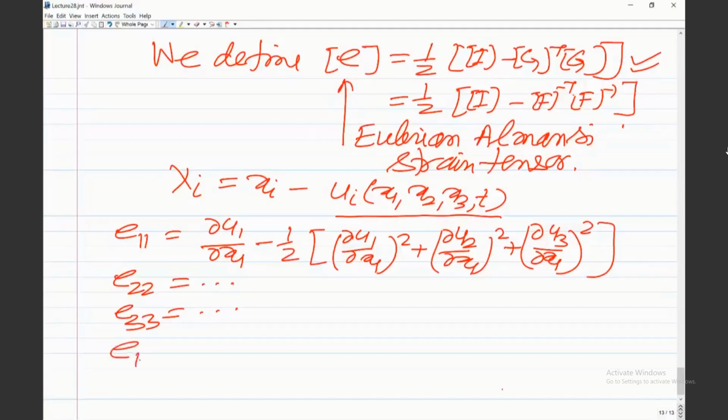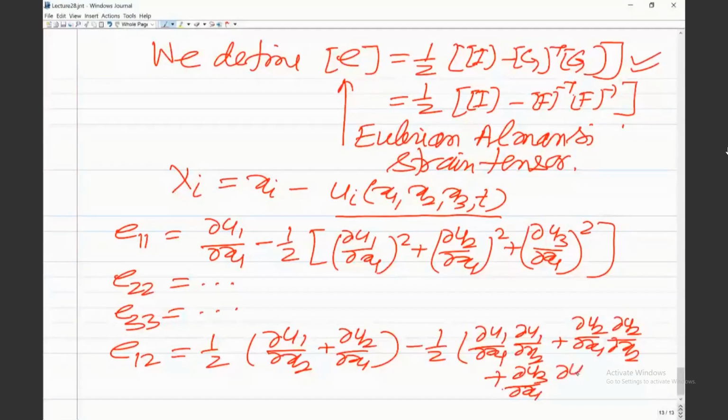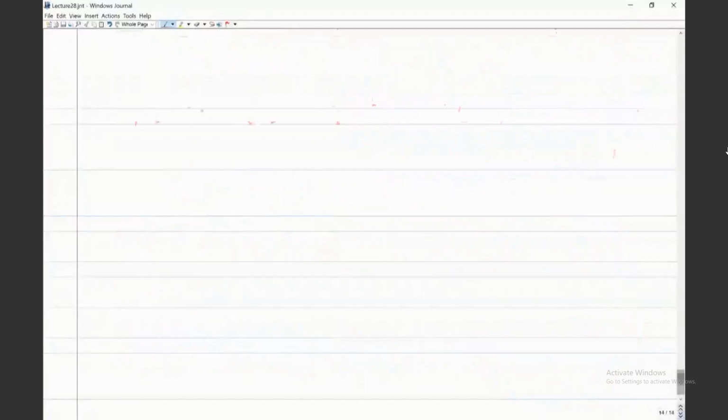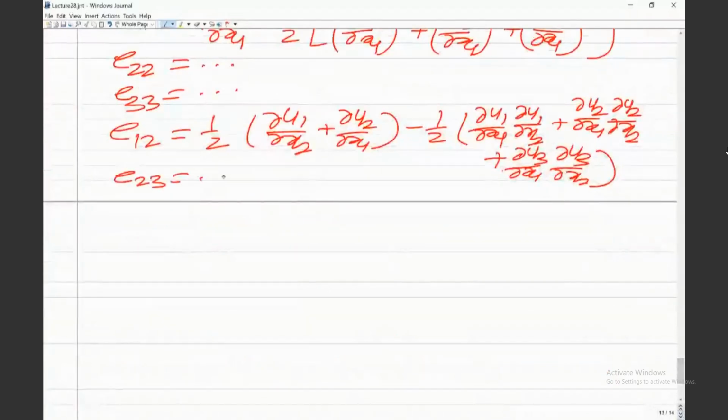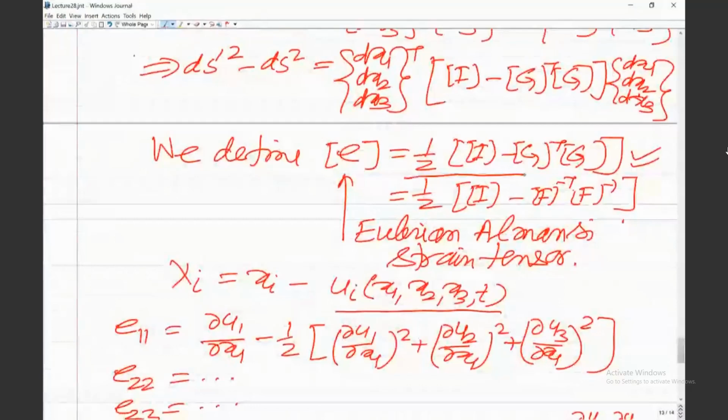Similarly, if you look at e12, it would be half of del u1 by del x2 plus del u2 by del small x1, minus half of del u1 upon del x1 times del u1 upon del x2, plus del u2 upon del x1 times del u2 upon del x2, plus del u3 upon del x1 times del u3 upon del x2. Similarly you can write the other terms. You can write e23 and e31 in a similar manner. The strain definition given by this is known as the Eulerian-Almansi strain tensor, the way we have defined it here. It is written in terms of this g as you have seen.